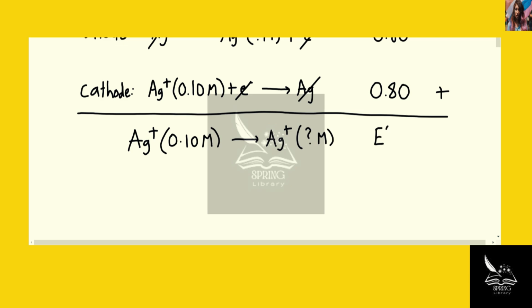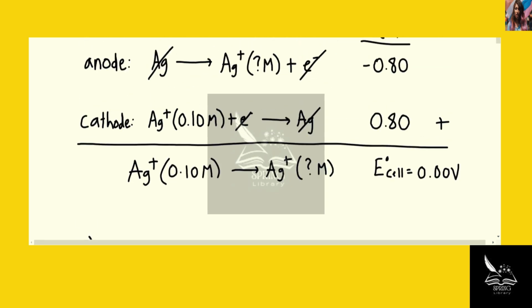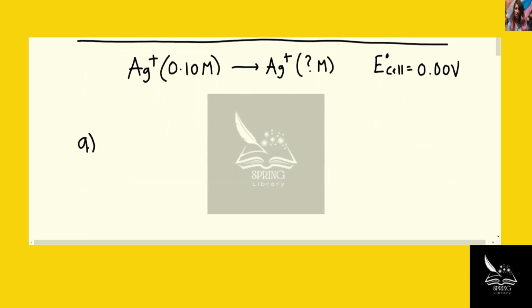And the overall standard cell potential is equal to 0.00 volts. So in part A, we use the Nernst equation in order to determine the value of the concentration of Ag+ ions in the anode. So the cell potential is given as 0.76 volts at non-standard conditions. We know at standard conditions, the cell potential is equal to 0 volts.